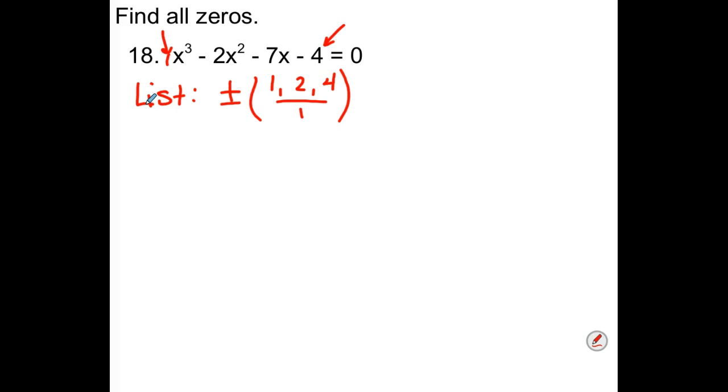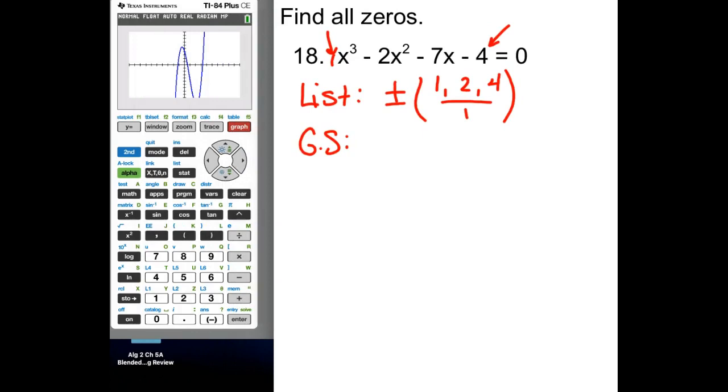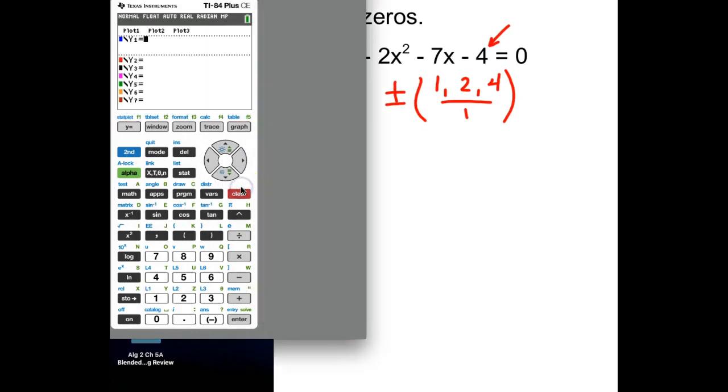What's our next step? The graph. We have to go to our graphing calculator and figure out what our graph suggests. All right, so let's go in here. We want to put our equation in. X to the third minus 2x squared minus 7x minus 4.